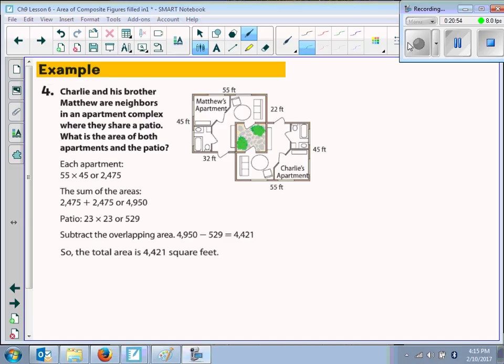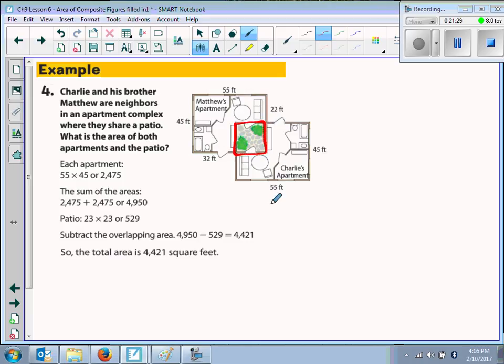And finally, example 4 is just like the overlap example. Here it says Charlie and his brother Matthew are neighbors in an apartment complex where they share a patio. We want to know what is the area of both apartments and the patio. So on this one, we're going to find the area of Matthew's apartment, then find the area of Charlie's apartment, and then of course we're going to subtract out the area of that patio that was counted twice.